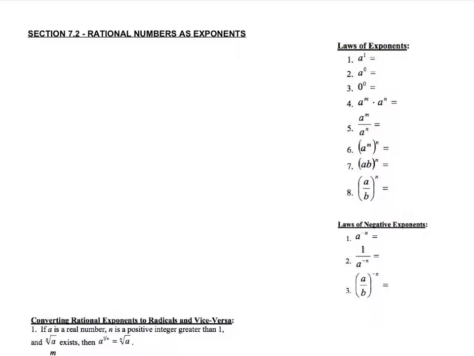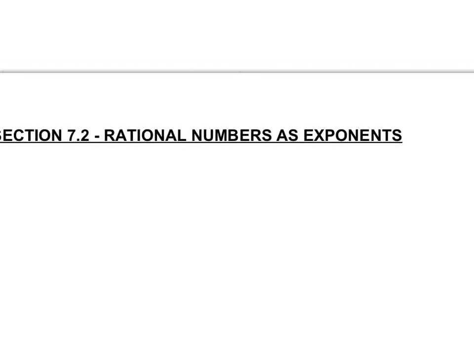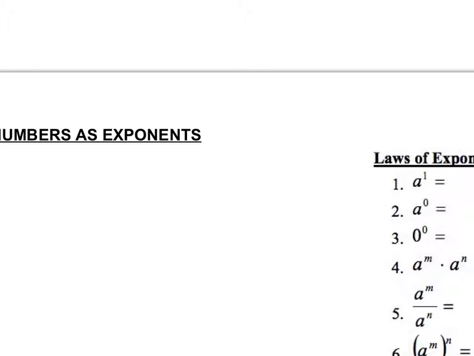This is a video over section 7.2, which is about rational numbers as exponents. Okay, so what we're going to do, we talked about exponents in the last section, but we want to talk about rational numbers. And rational numbers, just to clarify, these are what we're going to call fractional exponents. Okay, so fractions as exponents.